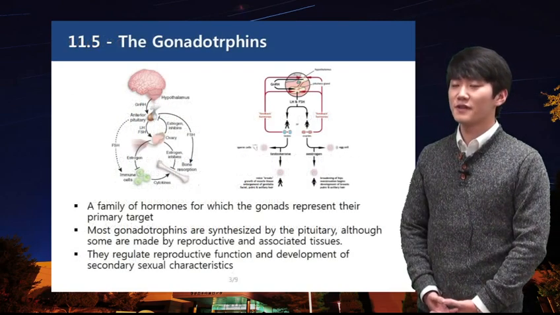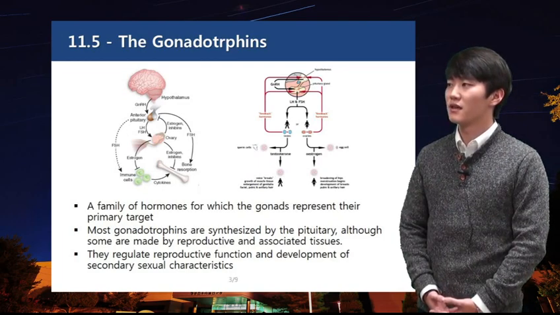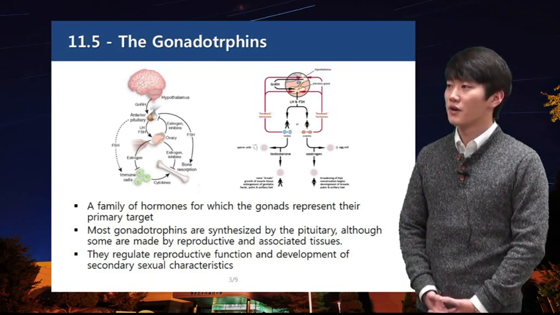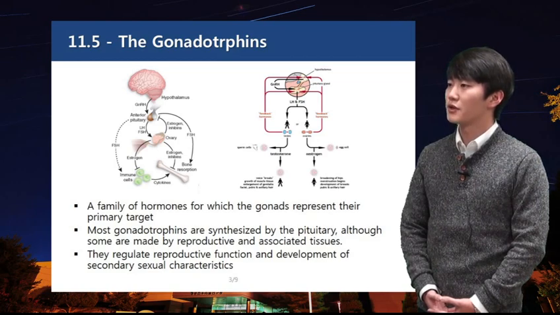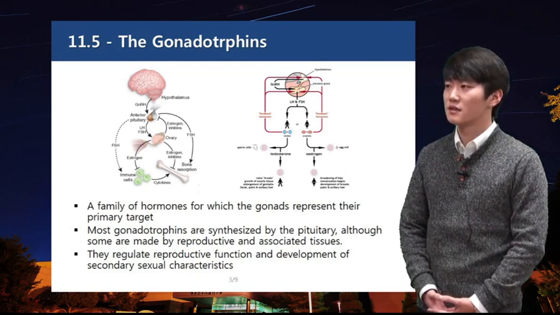The gonadotrophins are a family of hormones for which the gonads represent their primary target. As you can see from the figure, most gonadotrophins are synthesized by the pituitary, and some of them are made by reproductive and associated tissues. They directly and indirectly regulate reproductive function and the development of secondary sexual characteristics.